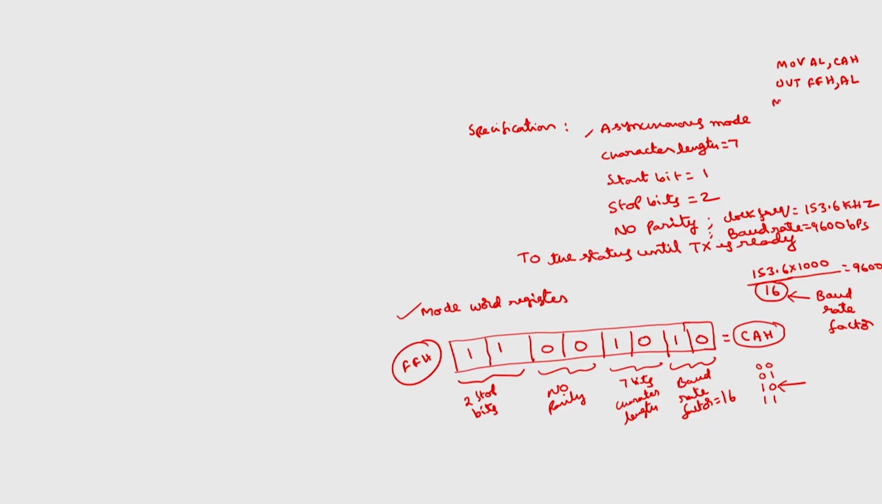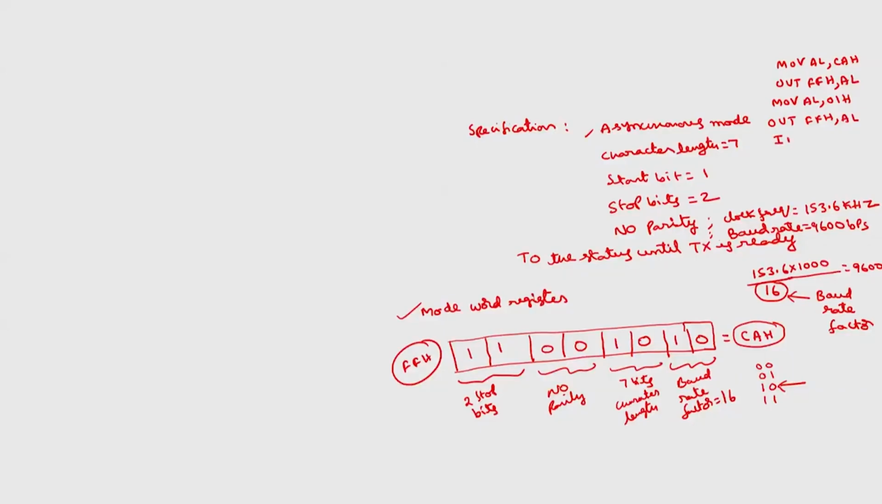Then you have to load 01H, which we have just computed, onto the command word register, whose address is also the same: OUT FFH, AL. So, this will set the transmitter ready. Okay. Now, I have to check the status register: IN AL, FFH, the status register is also FFH. If the last bit is 1, the transmitter is ready; otherwise the transmitter is not ready, and it has to wait until the transmitter is ready. Okay.